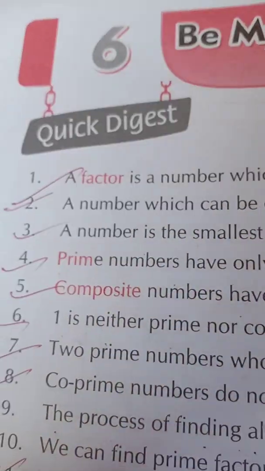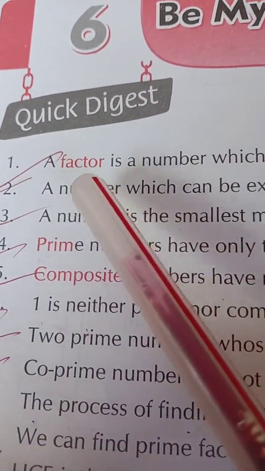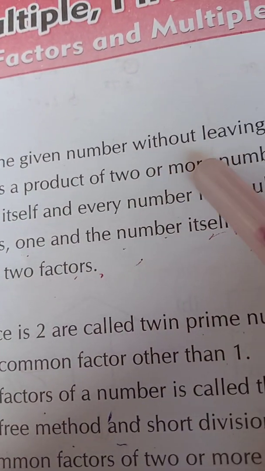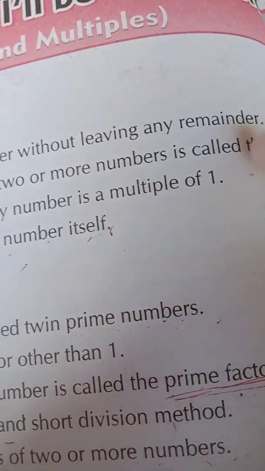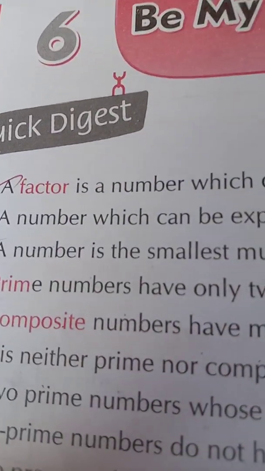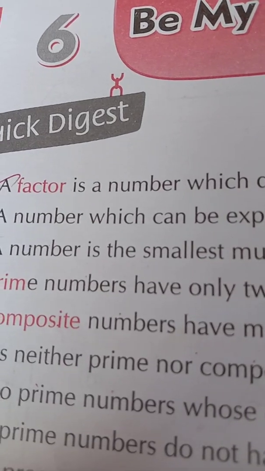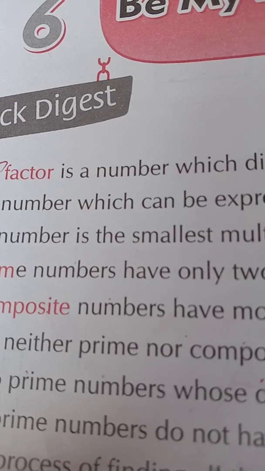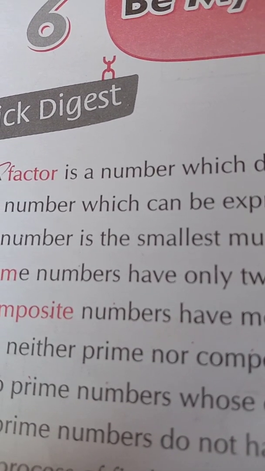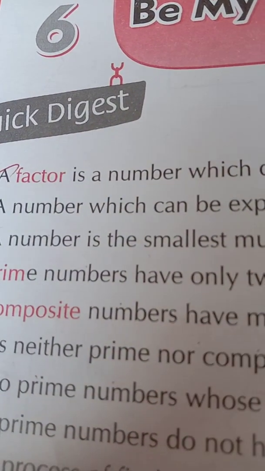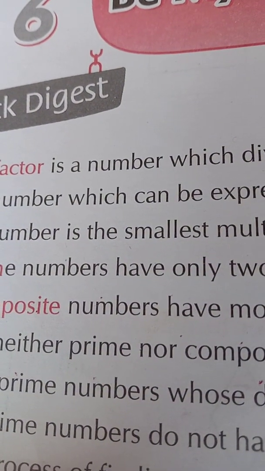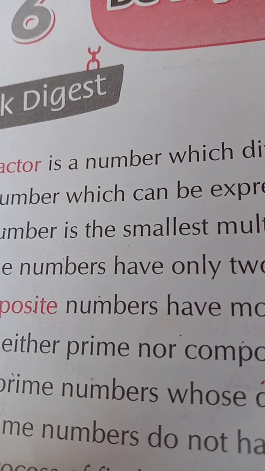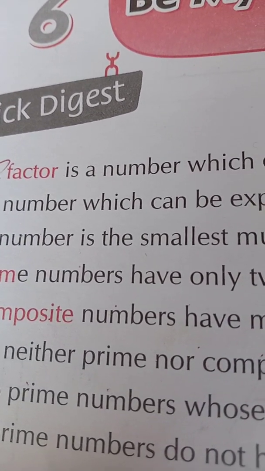So the quick digest points are: a factor is a number which divides the given number without leaving any remainder. That means whatever number is given to us, if we divide it by any number, that is 1, 2, 3, 4, 5, 6 and so on, and the remainder comes 0, that time we call it a factor. This number is a factor of the given number.